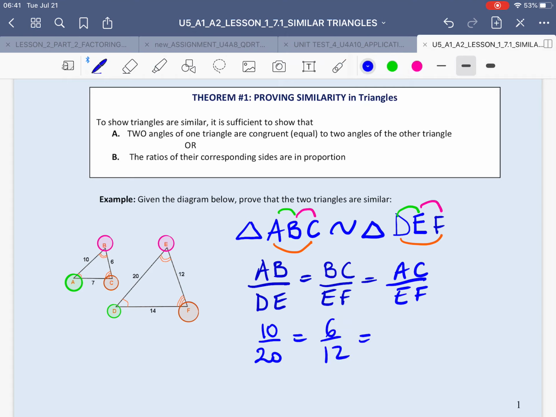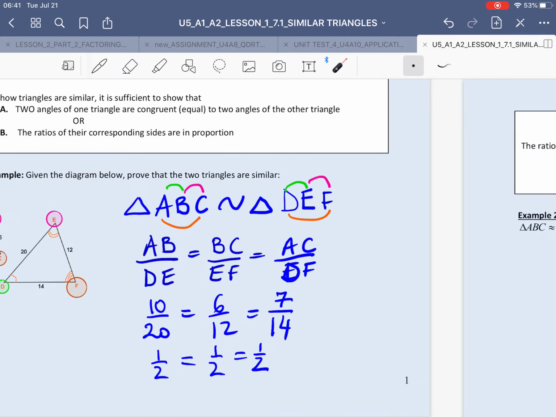And for AC we have 7, for DF we have 14, so that's 7 over 14. So we're going to say that 10 over 20 is 1 over 2, 6 over 12 is 1 over 2, and 7 over 14 is 1 over 2, which tells us that the sides of triangle DEF are twice as big as the sides of the triangle ABC. And with this, we have proved that these two triangles are similar.